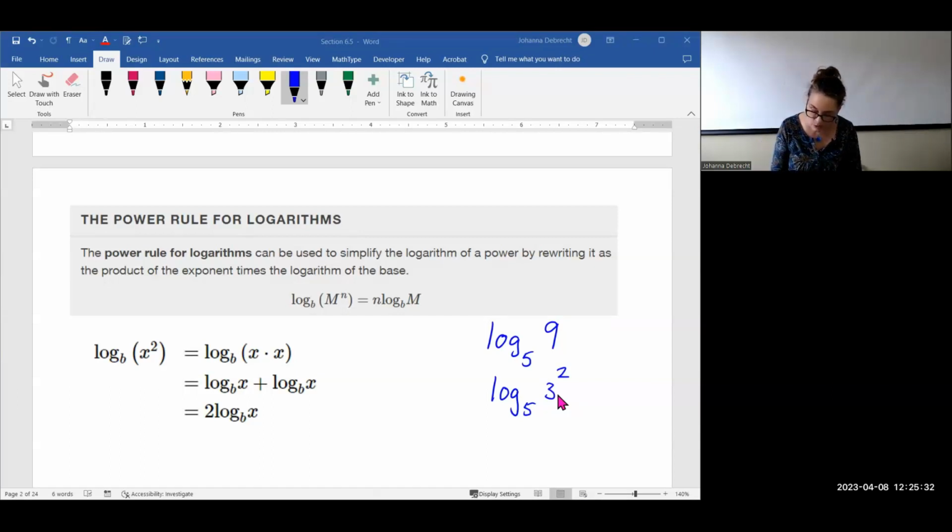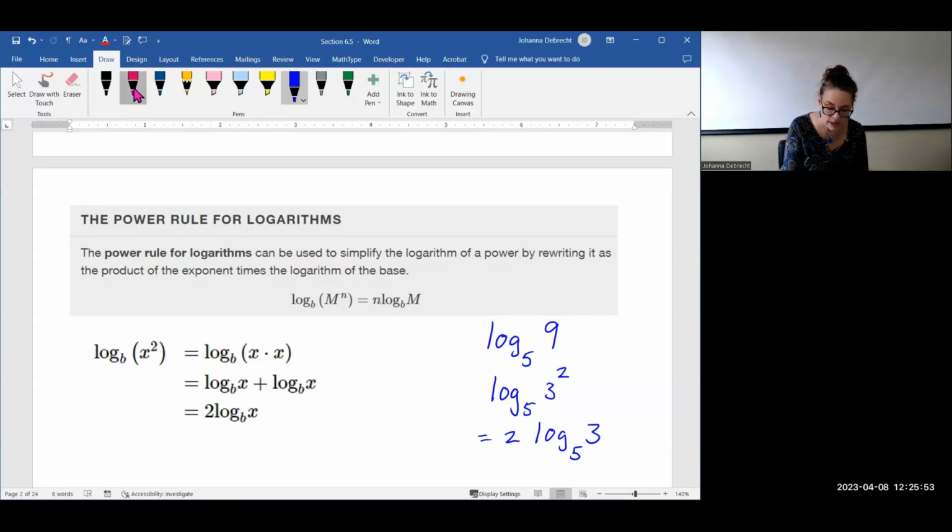So this is equal to 2 times the log base 5 of 3, right? Now, remember earlier I said if you want to apply that inverse operation property, you can't have something in between, but this gives us a way of getting rid of that. So watch what happens here.